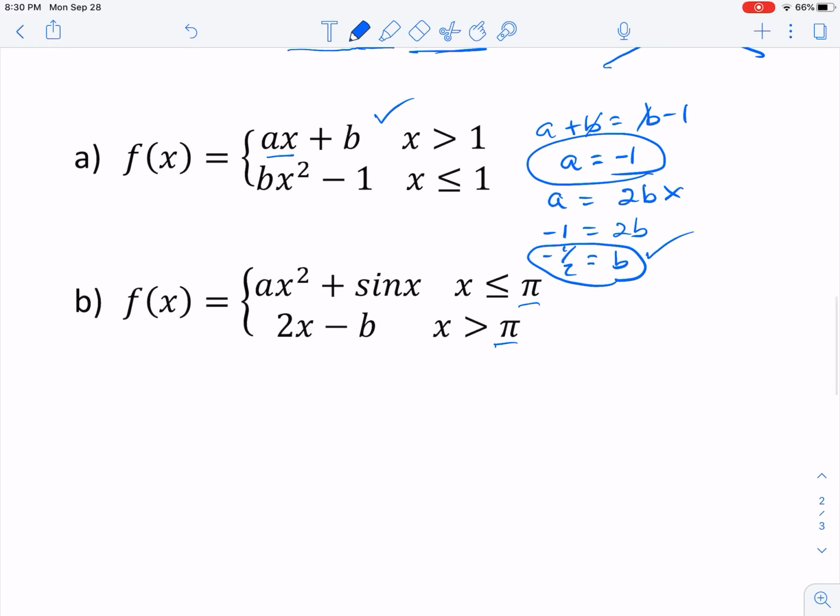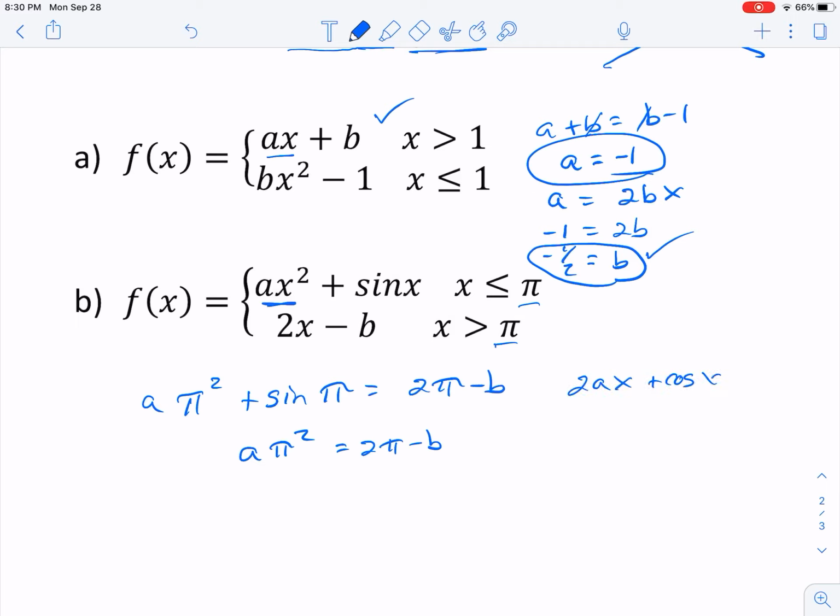What about this one? Plug in pi, you get a pi squared plus the sine of pi equals 2 pi minus b. The sine of pi is 0, so you get a pi squared equals 2 pi minus b. Well, I don't know what else to do, so I'm going to take my derivative first. Your derivative here is 2ax plus the cosine of x equals 2. You plug in pi, cosine of pi.